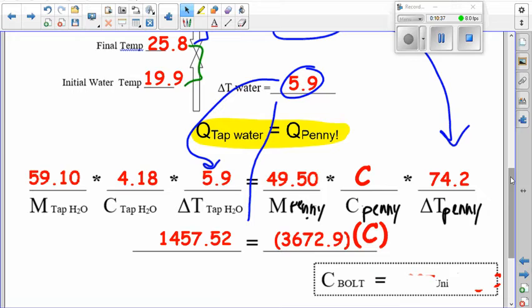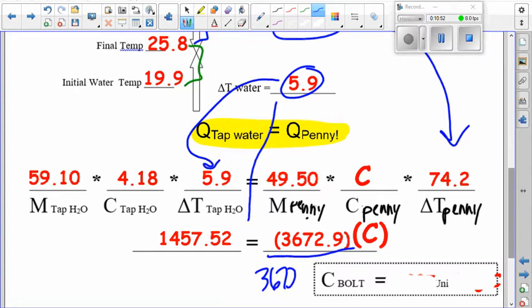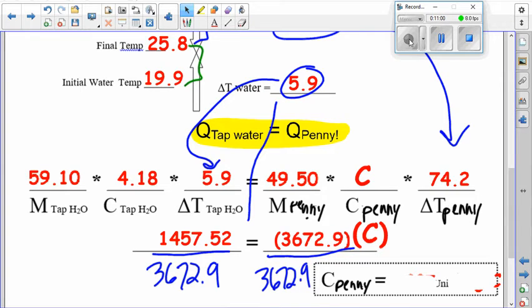Now, I want C by itself. Currently, it's multiplied by 3,672.9. So what do I need to do to get C all by itself? Yep. Divide by 3672.9. Gotta do the opposite. Here we go. So these guys will cancel out.